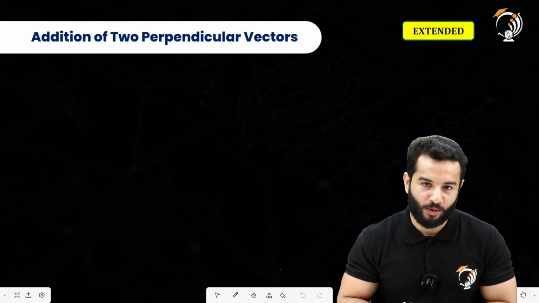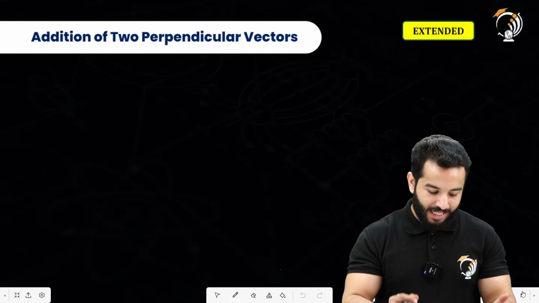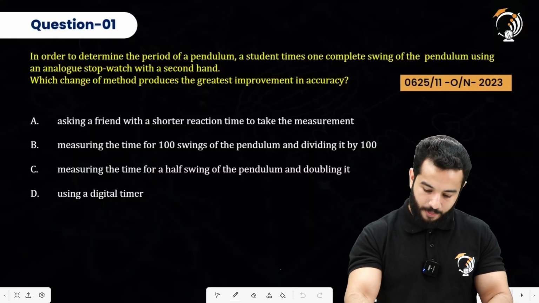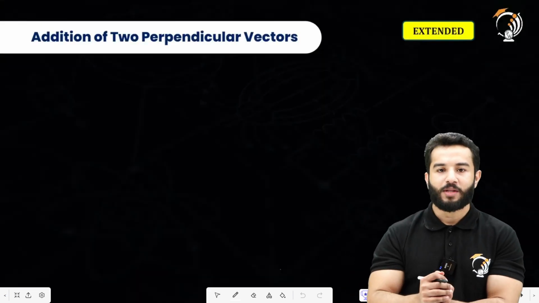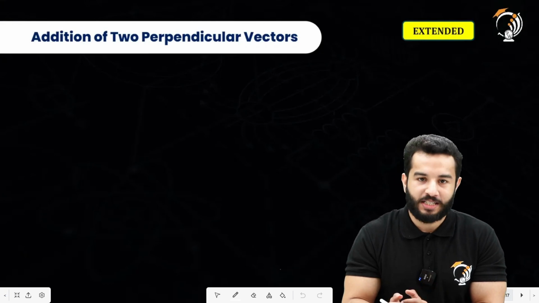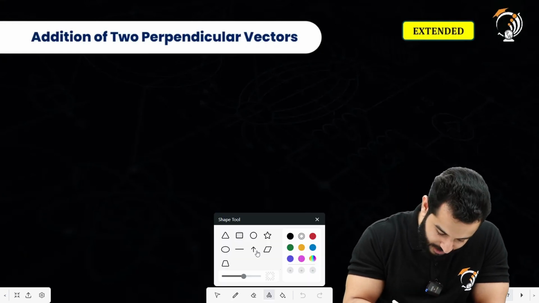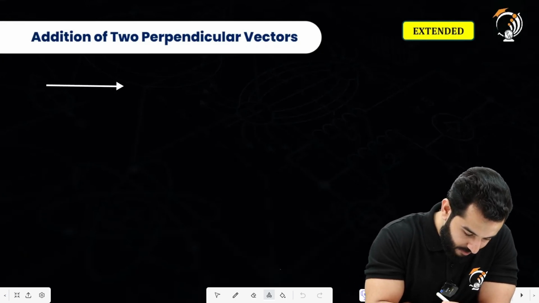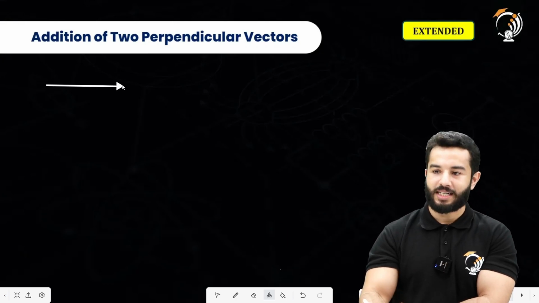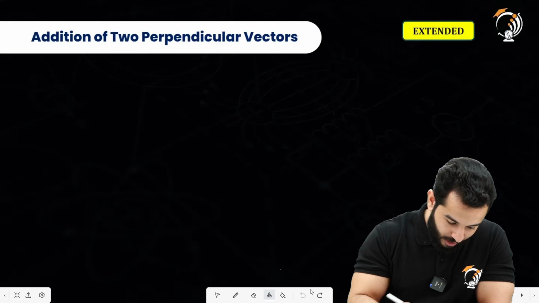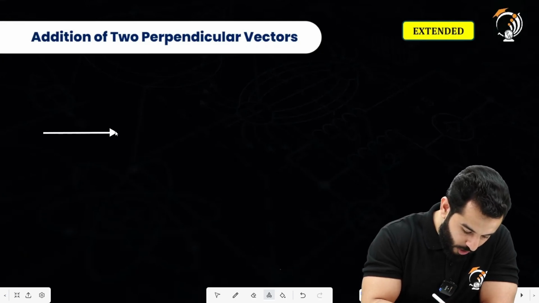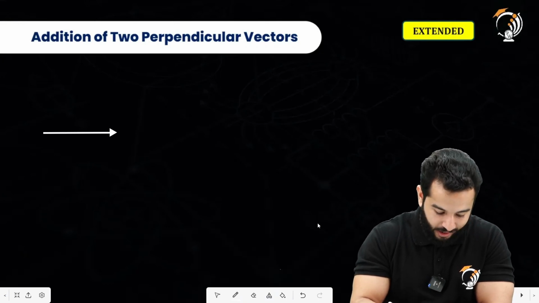Then we are going to talk about addition of two perpendicular vectors. Now, before writing addition of two perpendicular vectors, let's say we want to represent vectors. Now vectors are represented as arrows like this. They are going to be represented like these arrows, right? So the length of these arrows is going to be the magnitude of the vector.